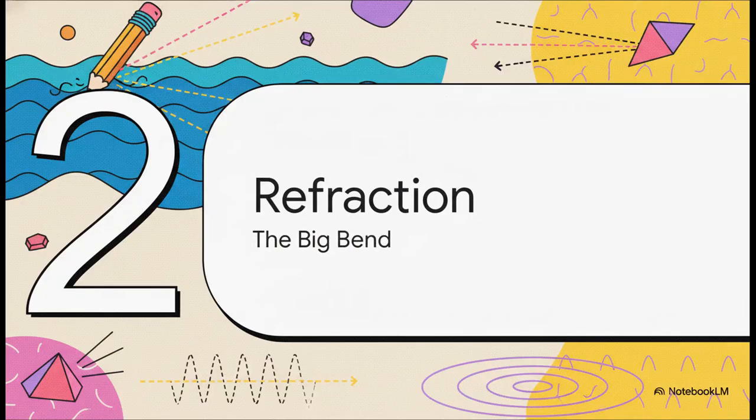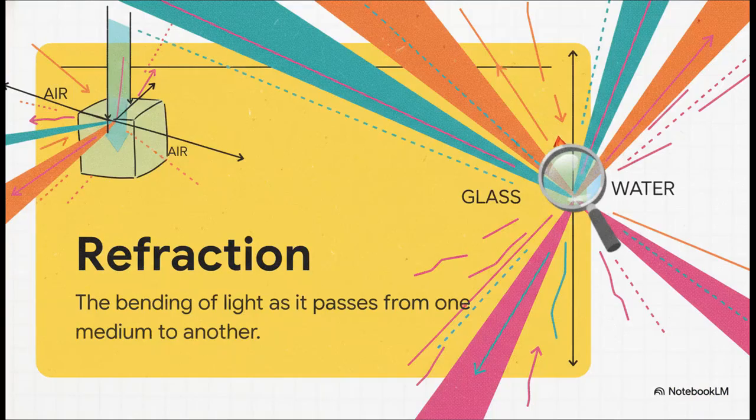Okay, so we've got the whole bouncing thing down. But what happens when light can pass through something, say from the air into a pool of water? Well, that's where things get bendy. This is called refraction, and it's the real secret behind our broken pencil mystery. Yep, refraction is the official term for the bending of light. It's the second big behavior we're looking at today.